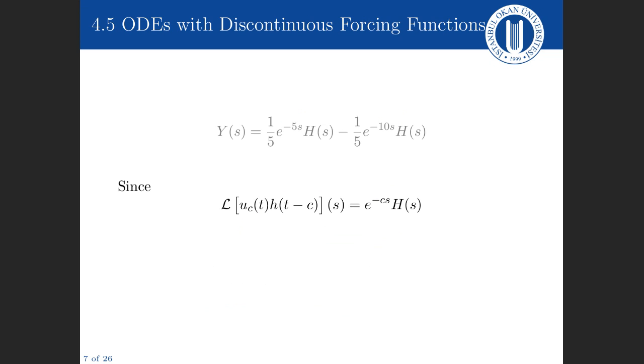And using this formula again, remember the Laplace transform of the unit step function multiplied by, in this case, small h at t minus c is e to the power minus cs capital H, this shifting formula. But that's exactly what we have for Y. Forget about the 1 over 5. We have an exponential function multiplied by capital H.